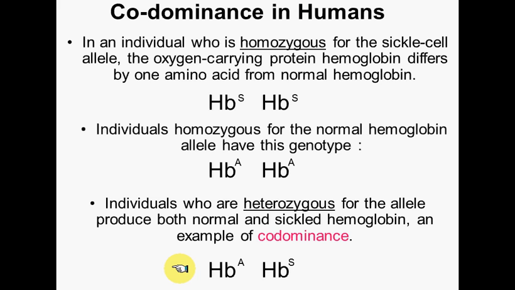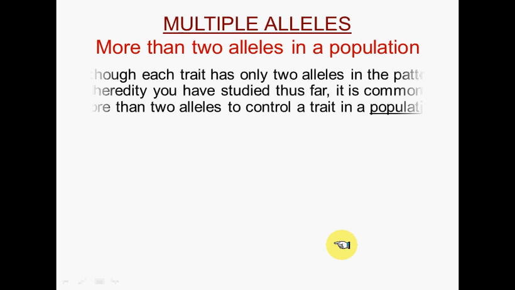Multiple alleles. This is when there's more than one allele that codes for a gene. So for example, blood type is a trait where there's more than one allele. It's not just big T, little t, or big R, little r. Instead, you have a variation.